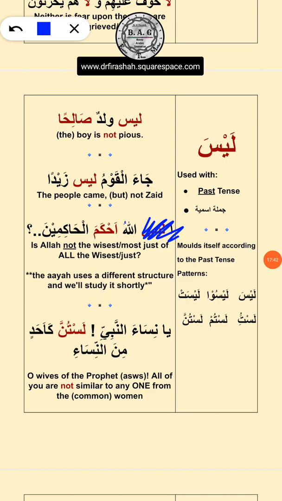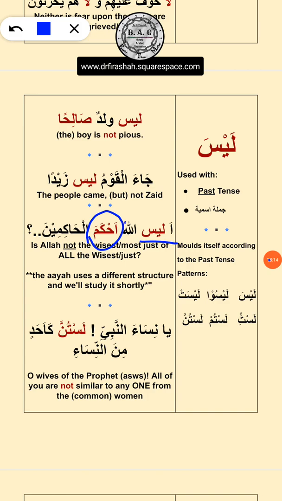But if I want to make it a question, then I simply add alaysa, and then it's going to be in nasab form. So originally it was Allahu ahkamul hakimin, but if I've added alaysa, then it's going to become alaysa Allahu ahkamal hakimin. But we know that the ayah says Alaysallahu bi ahkamil hakimin. Why is that? We are going to study that in the next lesson, inshallah.